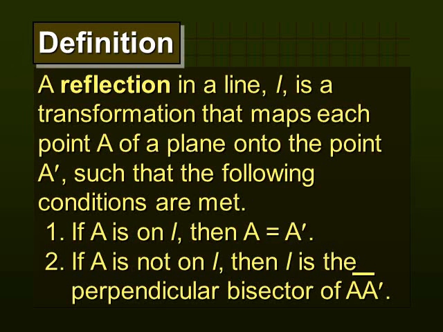A reflection in a line L is a transformation that maps each point A of a plane onto point A prime, such that the following conditions are met. Number one, if A is on line L, then A equals A prime. You can't flip it anywhere; it stays on the line. And if A is not on line L, then line L is the perpendicular bisector of the segment from A to A prime. So it's equidistant from the line. Let's look at that.